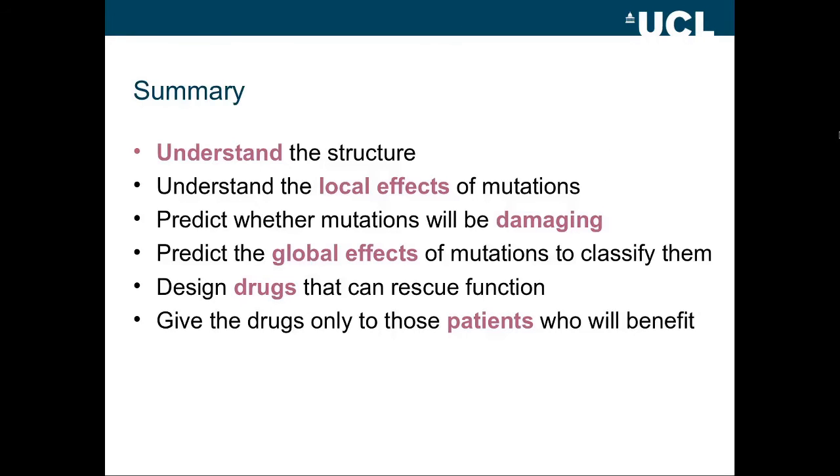So summarising what we can do with looking at mutations, we can understand the structure, we can understand the local effects of mutations, we can then go on to use machine learning methods to predict whether mutations will be damaging, and we can also predict the global effects of mutations in order to classify them. From that, we hope to be able to go on to design drugs that can rescue function and then give the drugs only to those patients who will benefit from them.